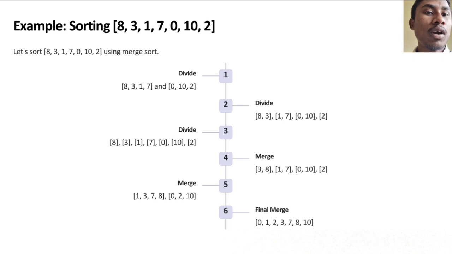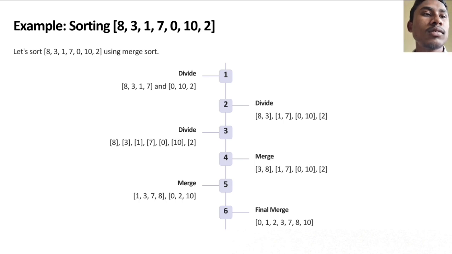Then what can we do? We compare the elements and merge them. So we get the merged subarrays 3, 8 and 1, 7 and 0, 10 and 2. The next step is also merging the elements. Then we get 1, 3, 7, 8 as one subarray and 0, 2, 10 as another subarray. Finally we get the sorted output of the given problem: 0, 1, 2, 3, 7, 8, 10. This is how the merge sort algorithm is solved, and this technique is very important for sorting elements.